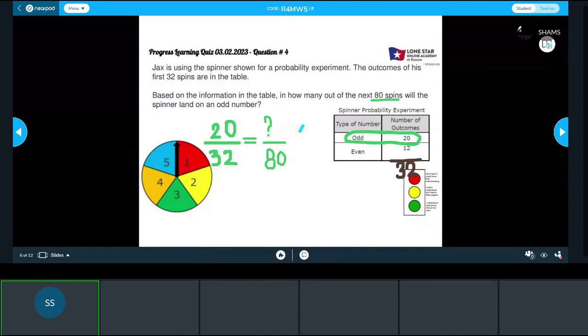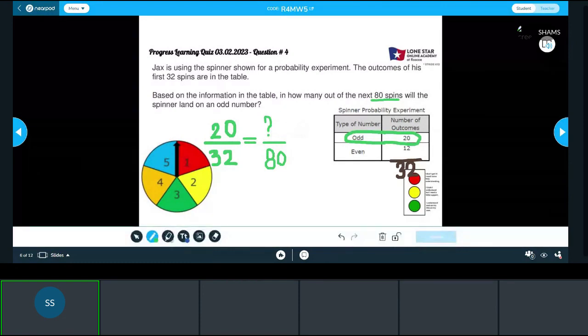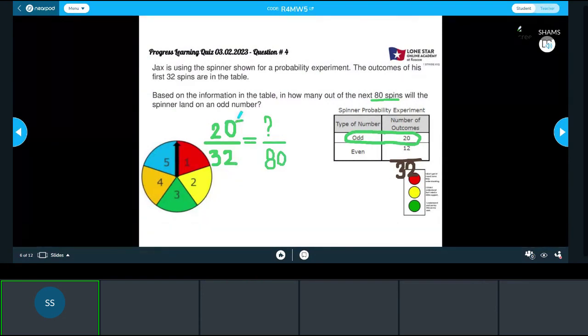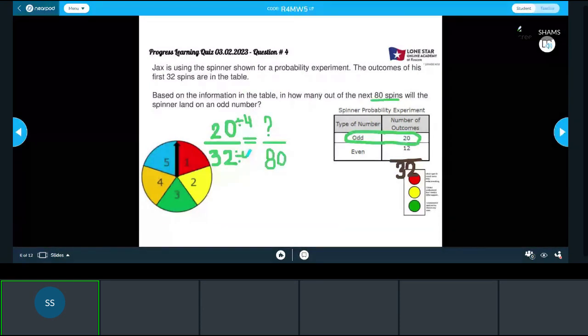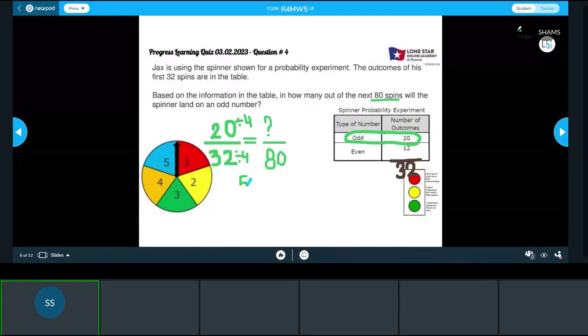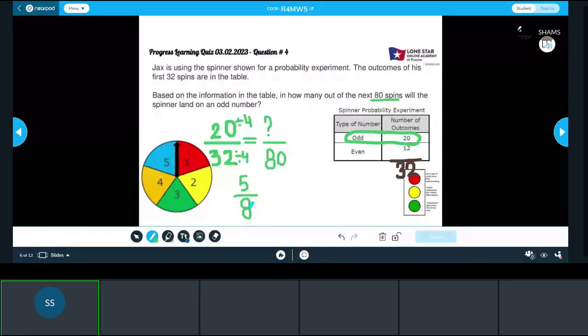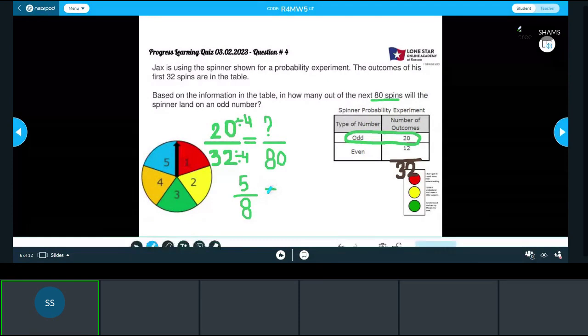This is how we set it up. If there are 20 out of 32 odds, then how many odds out of 80? I will simplify the first fraction by 4. And that gives me 5 out of 8. And it makes my problem much easier. Then I can find for how much out of 80.